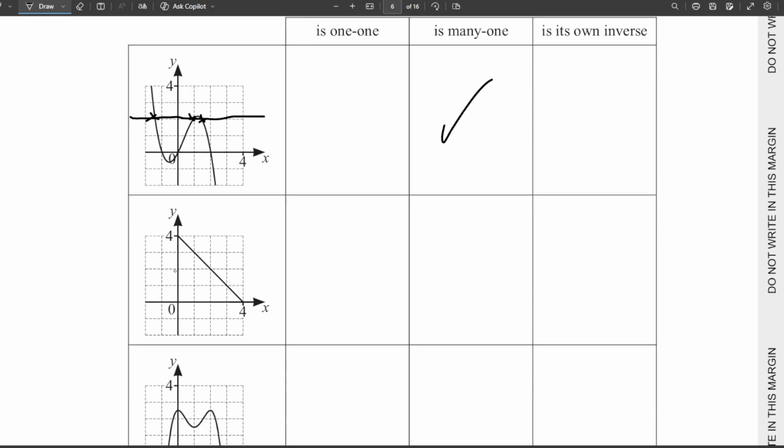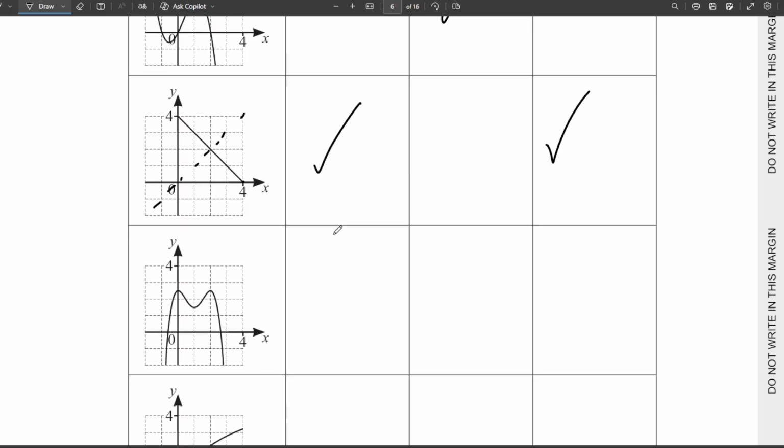Second one, is it a one-to-one function? Yes, because one value of x is only mapped to one value of y. You can see with the horizontal and vertical line test, you only intersect once. So it is one-to-one. And is it its own inverse? You can try and sketch y equals x, the diagonal line, and it is a reflection. So yes, it is its own inverse.